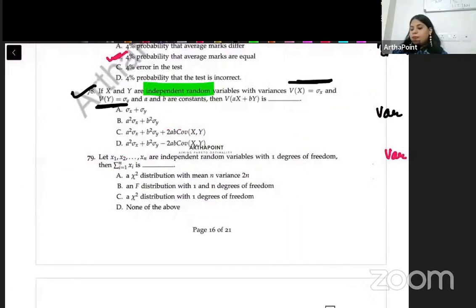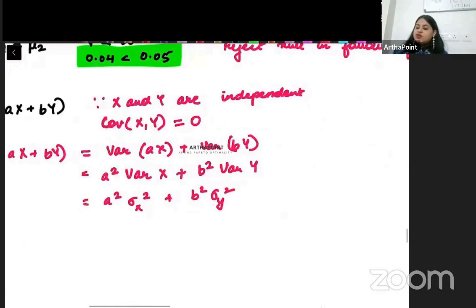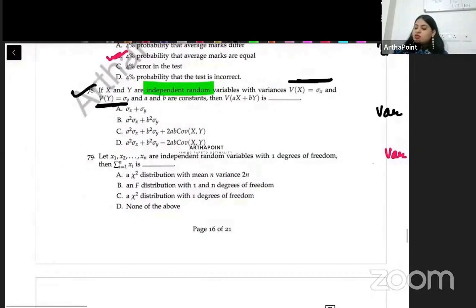They have represented variance as sigma x instead of standard deviation. So this will be your answer. So the answer to this question will be B. Come to the next question.